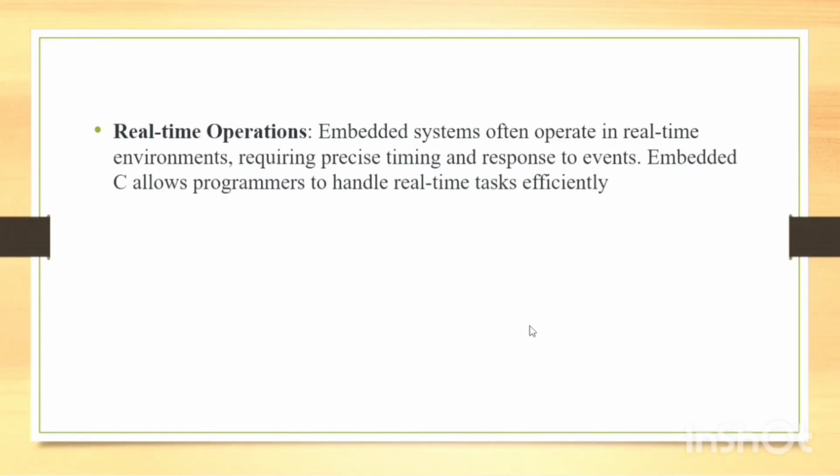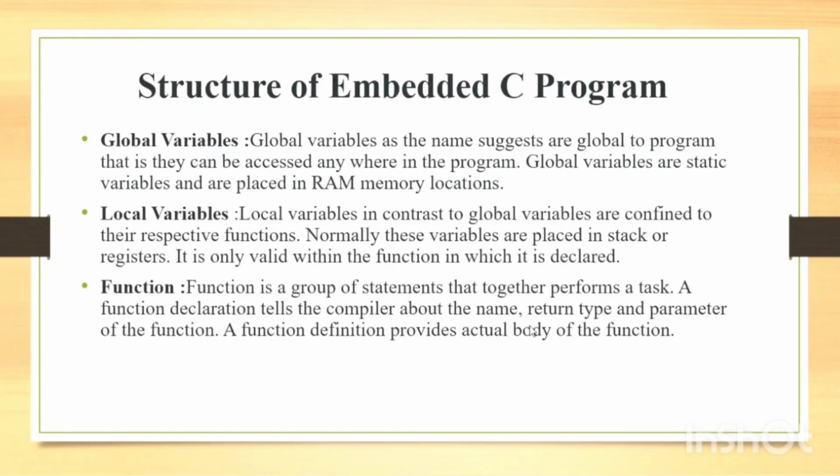Here we need to discuss the structure of embedded C programming. The structure of C language considers variables to store some data: global variables, local variables, and functions. What is meant by global variables? As the name suggests, global variables are global to the program, that is, they can be accessed anywhere in the program. Global variables are static variables and are placed in RAM memory locations.